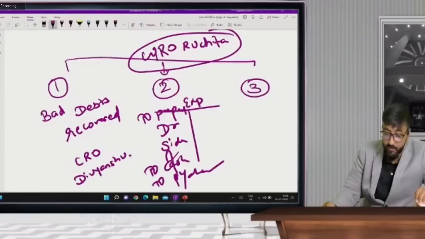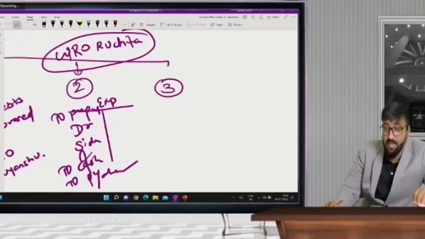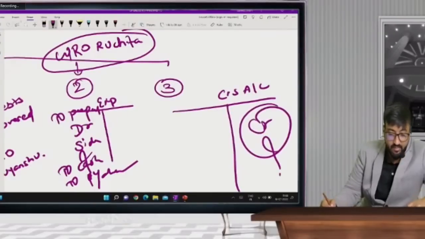Question number 3. Next question is, tell me the ledger pro forma of the creditors account, credit side. Creditors account, credit side. Many students are answering. Very good. Many students answered. Very good, beta.